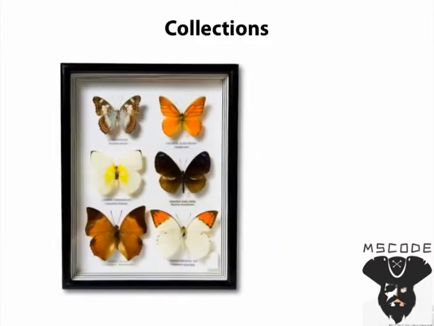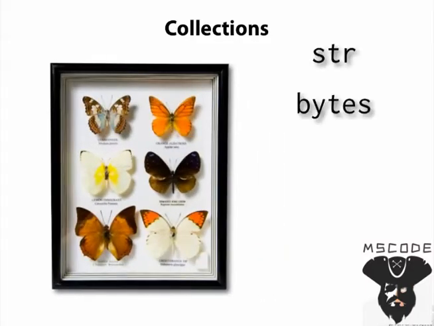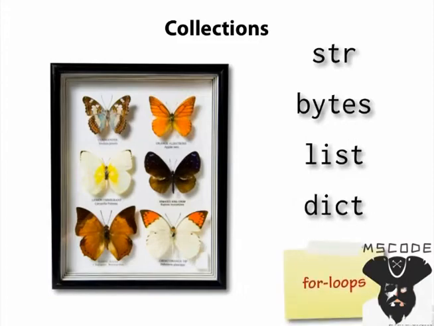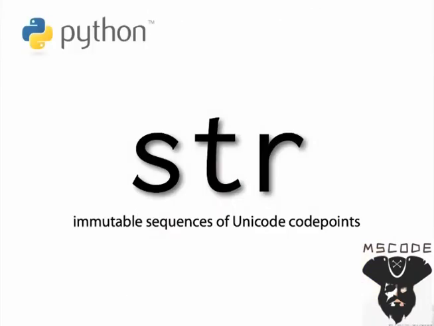Let's start with these types: str, bytes, list, and dict. Along the way, we'll also cover Python's for loops. Strings in Python have the data type str, spelled str, and we've been using them extensively already. Strings are sequences of Unicode code points, and for the most part, you can think of code points as being like characters, although they aren't strictly equivalent.